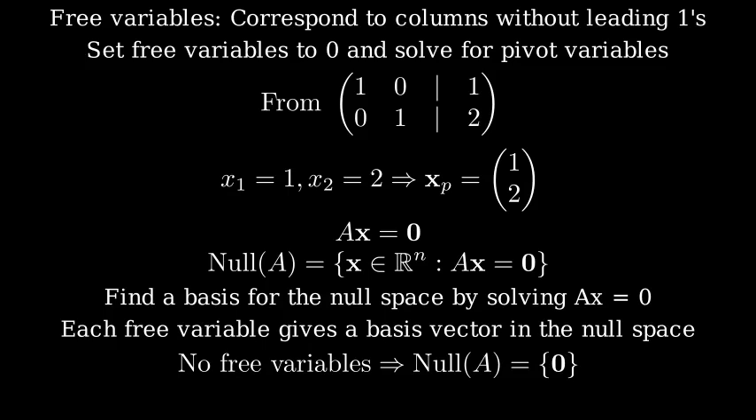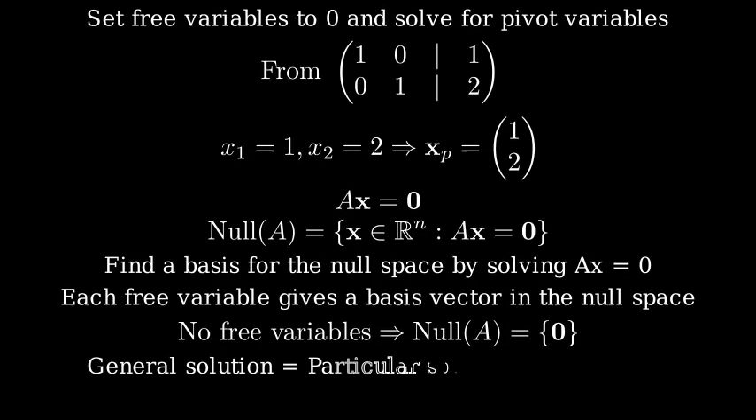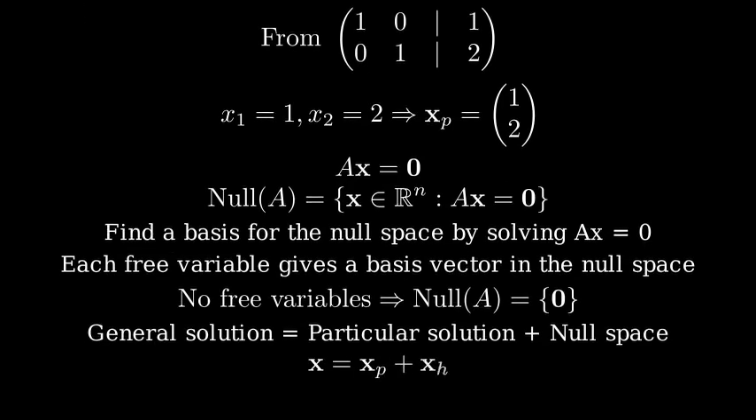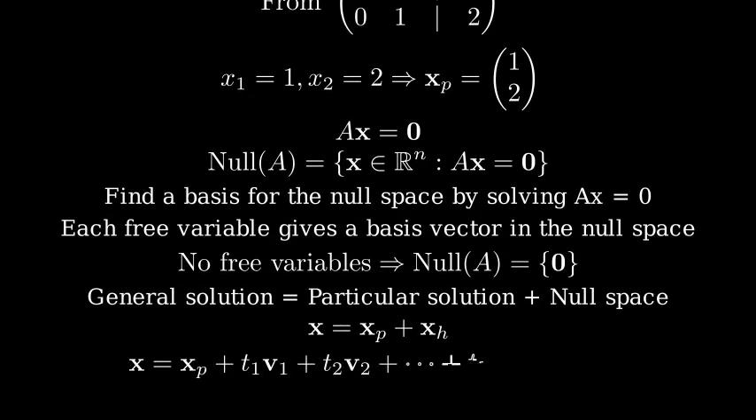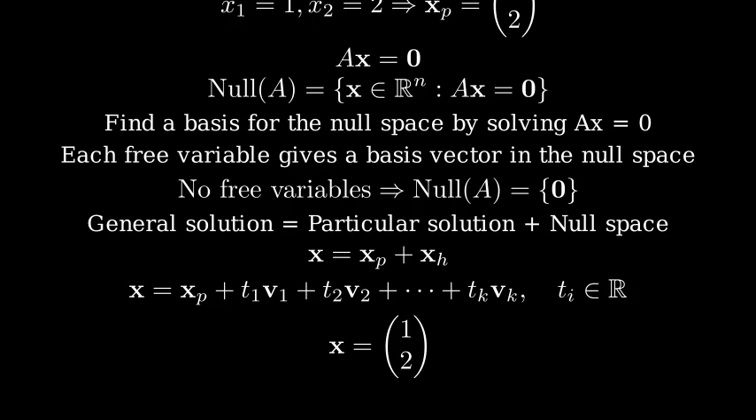Step 6, combine to form the general solution. The general solution to AX equals B is the sum of a particular solution plus any vector in the null space of A. Mathematically, X equals X particular plus X homogeneous. If we have k free variables, the general solution can be written as x equals x particular plus t1 times v1 plus t2 times v2, and so on up to tk times vk, where the v's form a basis for the null space and the t's are parameters. In our example, the general solution is just the particular solution. X equals the vector with components 1 and 2.